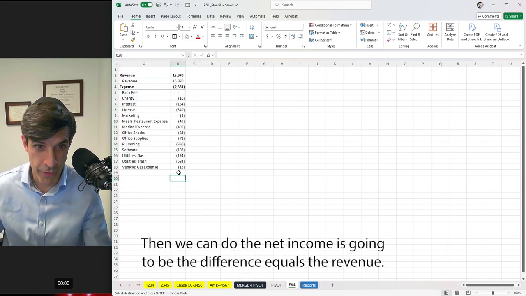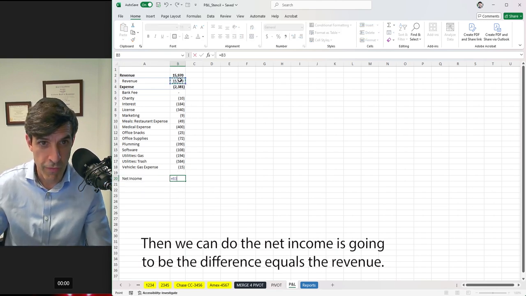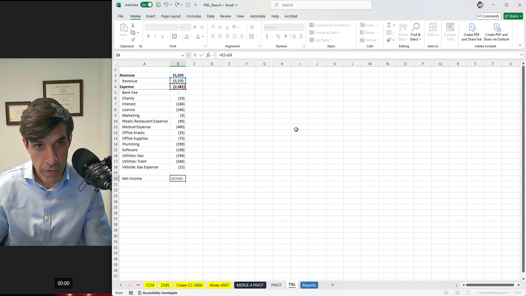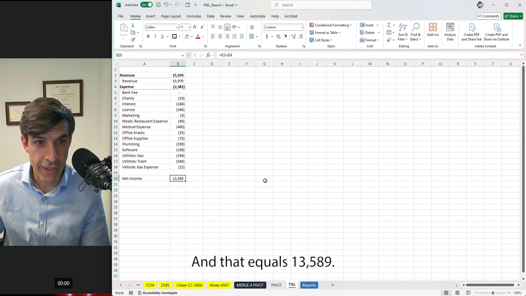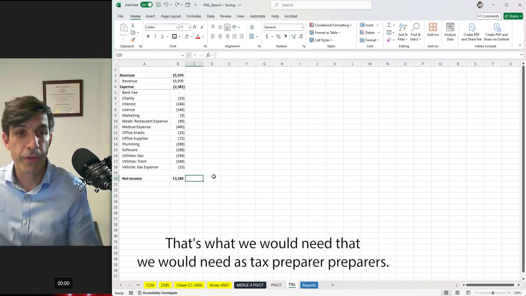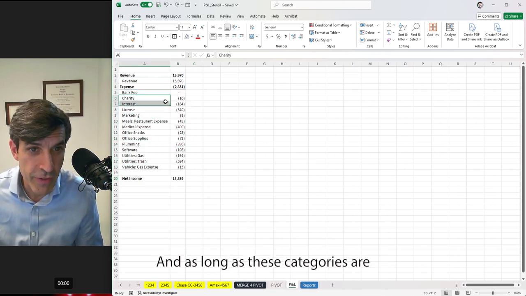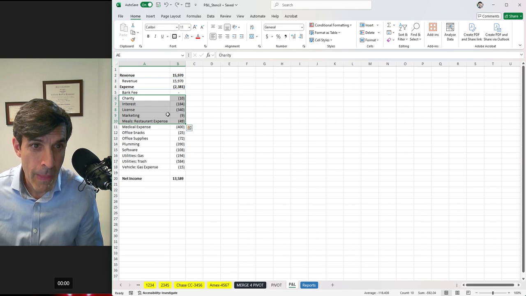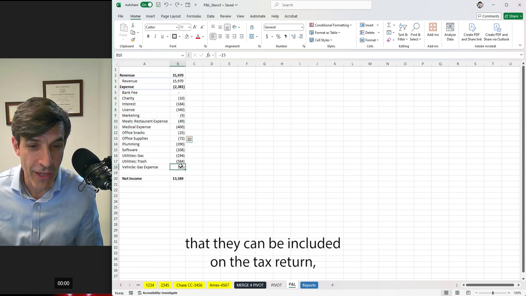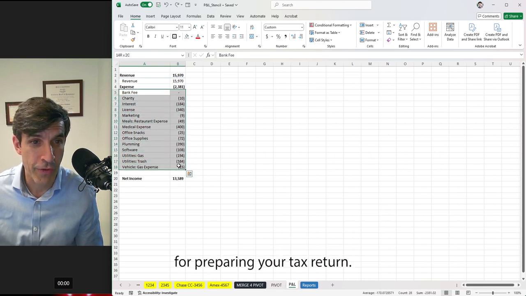and that's it. Then we can do the net income is going to be the difference, equals the revenue, and because it's negative, we'll just add it together, and that equals 13,589. This is our net income for this period of time. That's essentially it. That's what we would need, as tax preparers. And as long as these categories are in a clear way that they can be included on the tax return, this would be perfectly sufficient for preparing your tax return.